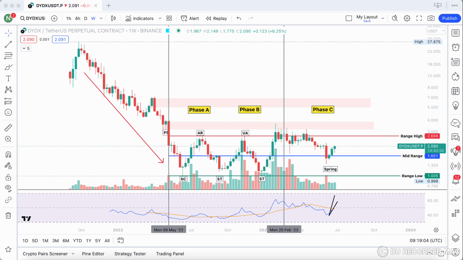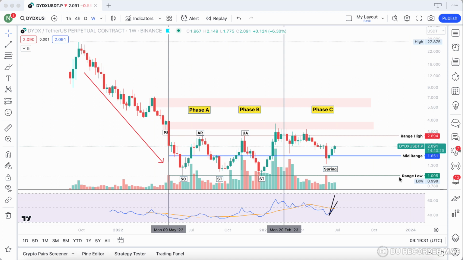Now, having said that, DYDX does follow a fairly easy accumulation schematic, and I am reasonably certain that it is a possible 17x. Yes, you heard that right. If you choose to buy and hold until the final stages of the bull market, I am fairly positive that the best has yet to come with the DYDX.